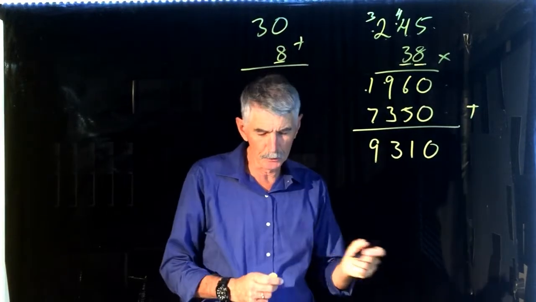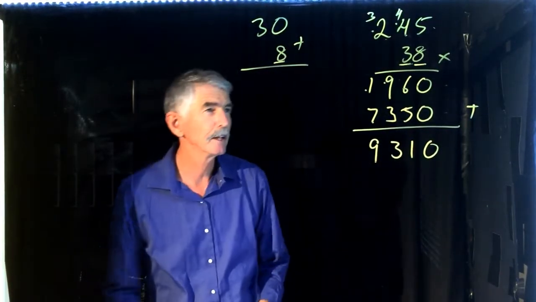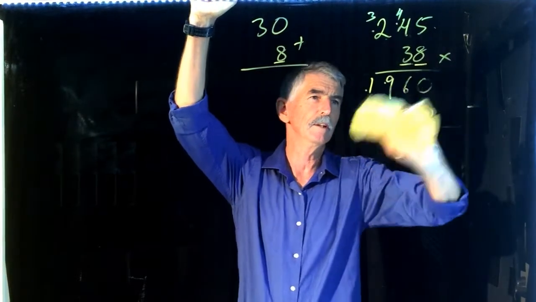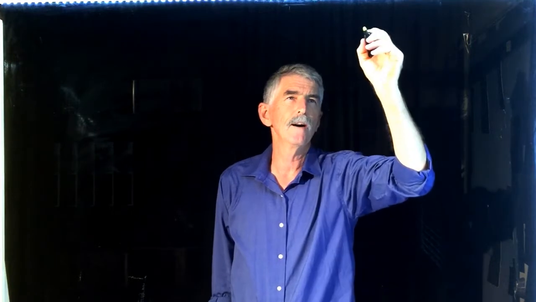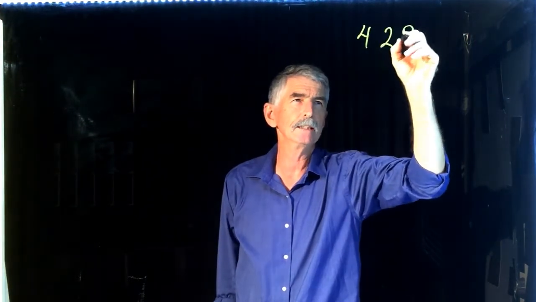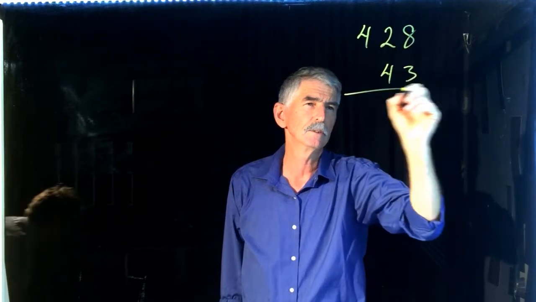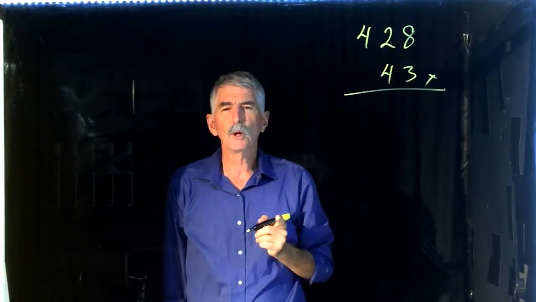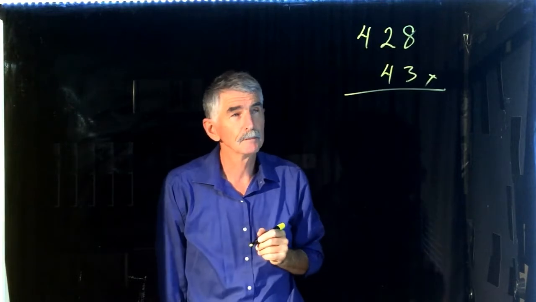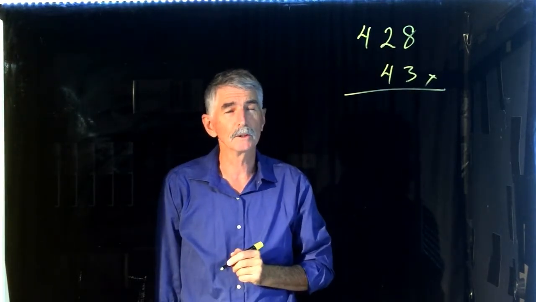So boys and girls, what we'll do is we'll give you one to do, and we'll work through it together. Taking a pause here. Alright, so the next one we're going to do is 428 multiplied by 43. Sounds familiar. So the first thing we're going to do is multiply by 3 ones. So you guys can pause it now and multiply by 3 ones.